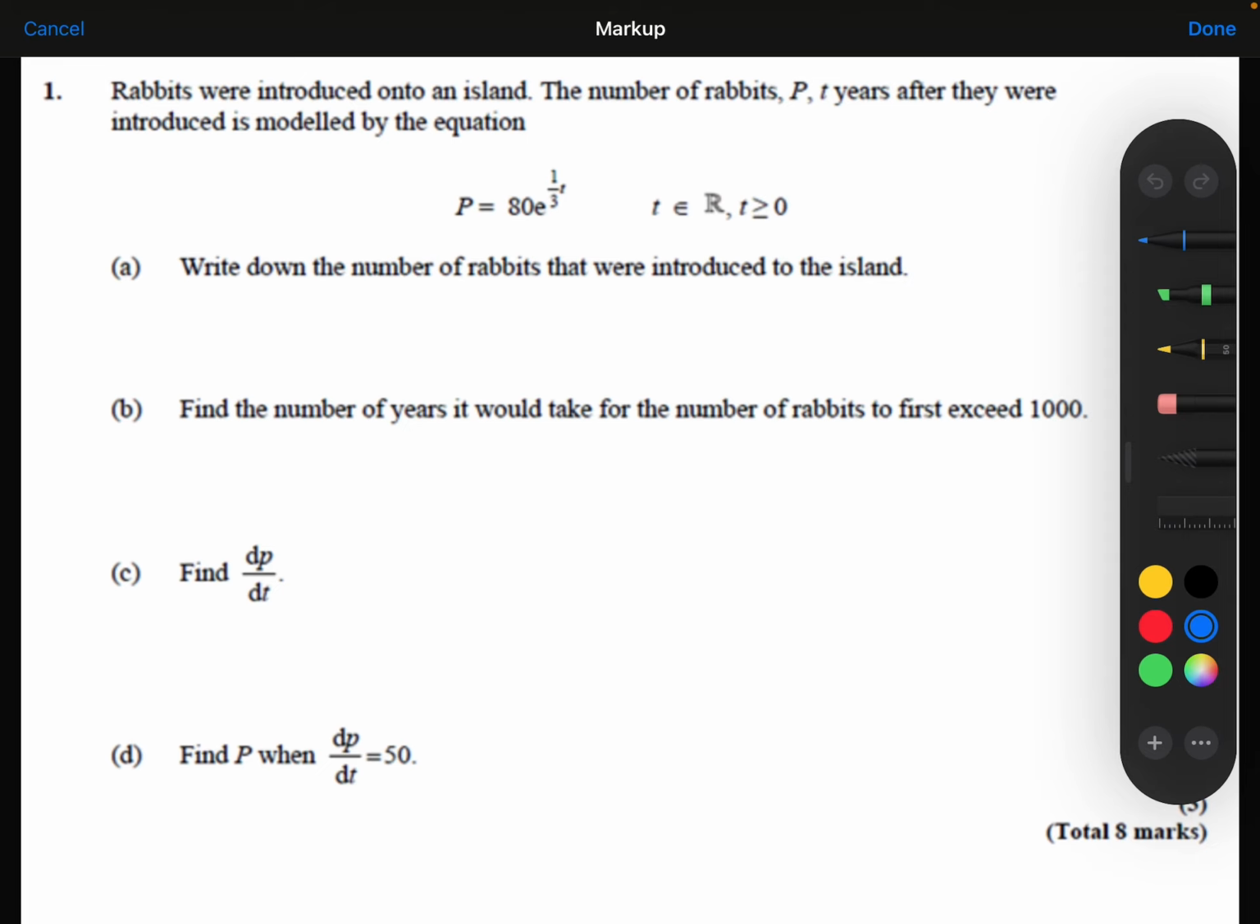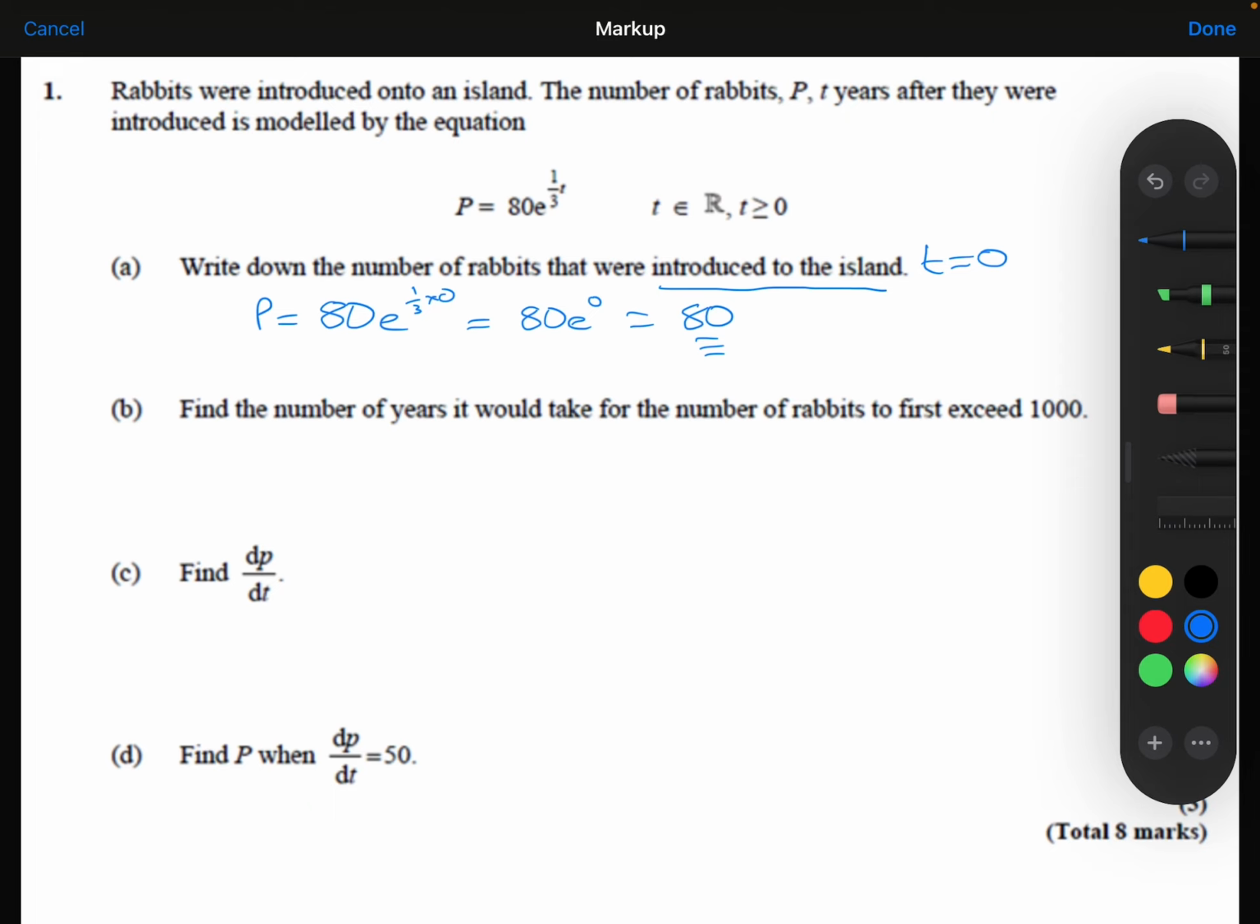So the key thing here is they were introduced to the island when t was 0. T is the number of years after they were introduced. So when they were introduced, t is 0. So if I substitute 0 into my formula, 80 e to the 1/3 times 0, 1/3 times 0 is 0, e to the power 0 is 1. So there are 80 rabbits that were introduced to the island.